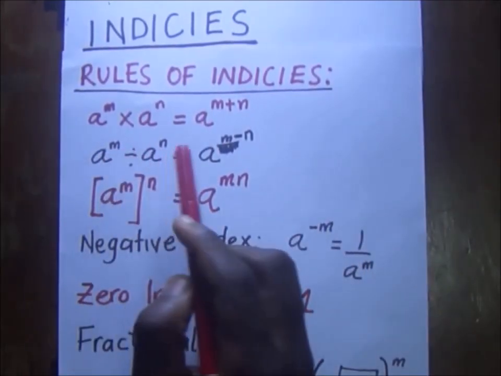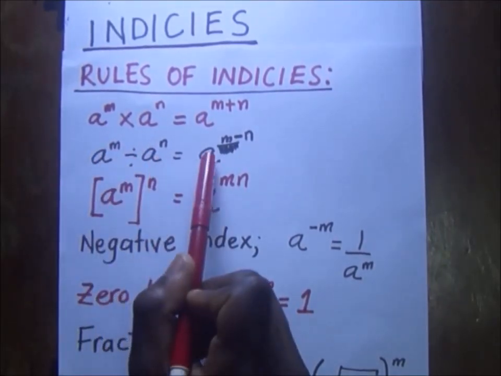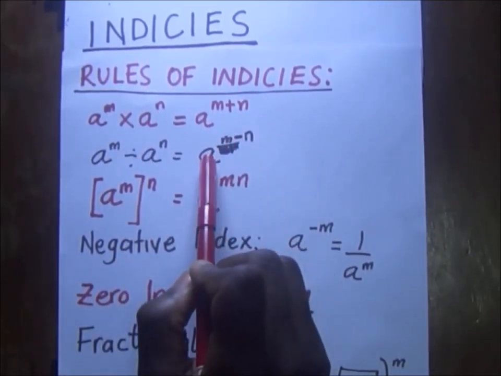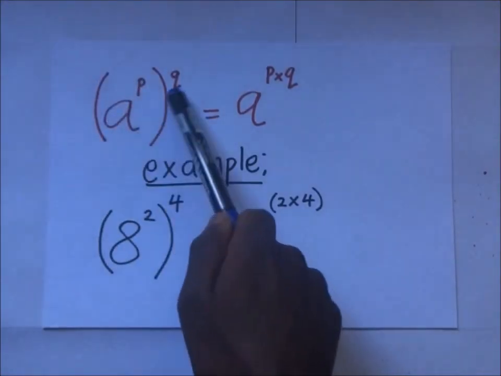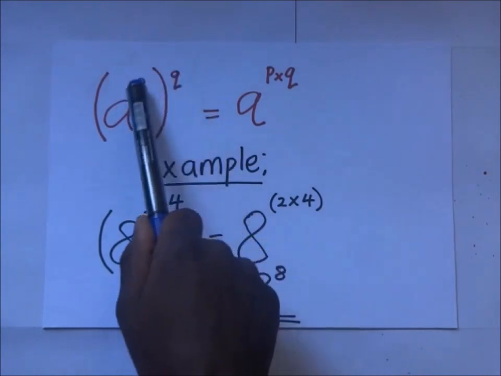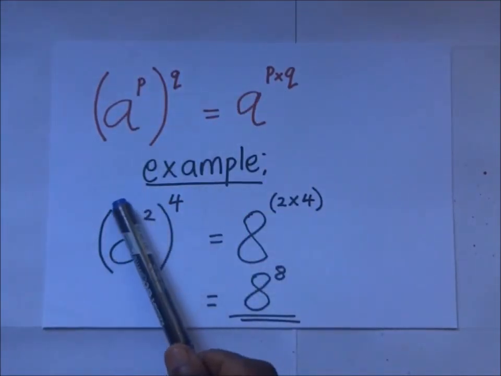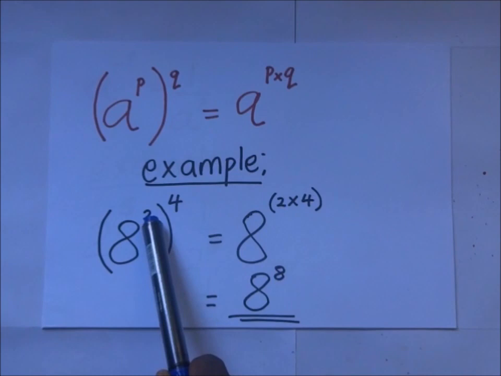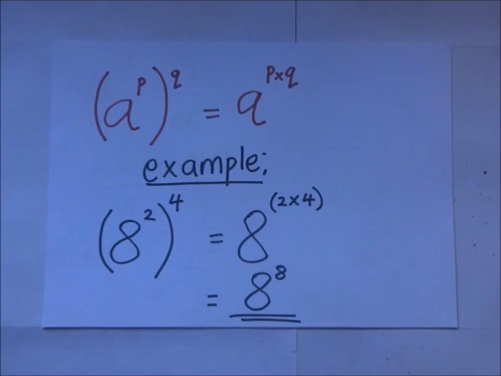If it is division of indices of the same base, we maintain that base and we subtract the powers. In this case, it will be m minus n. Then we have a to the power p, all this in brackets, to the power q. This is the same as multiplying these powers up, p times q. Just like in our example here, this is 8 squared, but this whole index is again to another power 4. It's the same as multiplying these 2 by that 4, and 2 times 4 is 8, so it's 8 to the power 8. That's the answer to that.